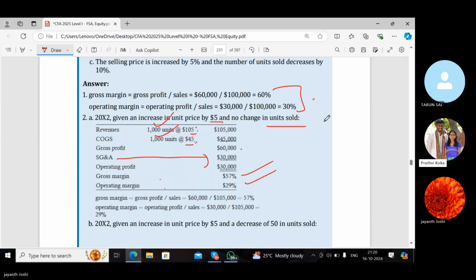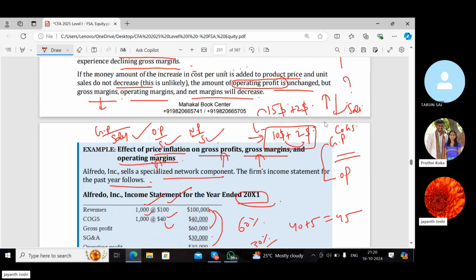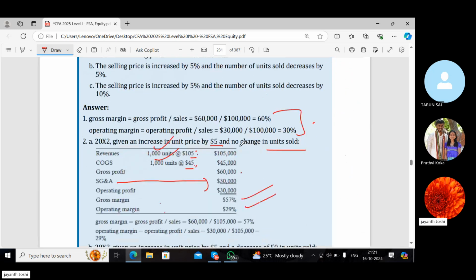Because there's a change in net sales. I said the margins will decrease. So margins will only decrease if your numerator is less and denominator is more. Yes, your denominator is more. Yes.